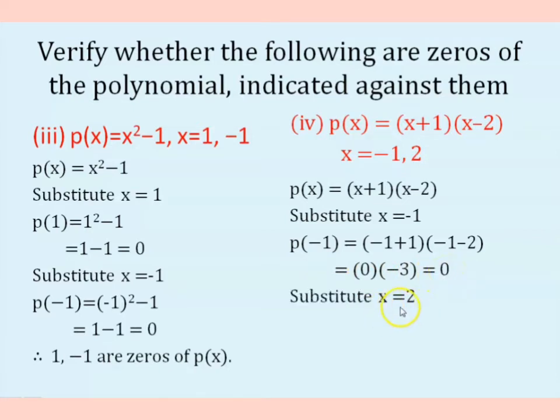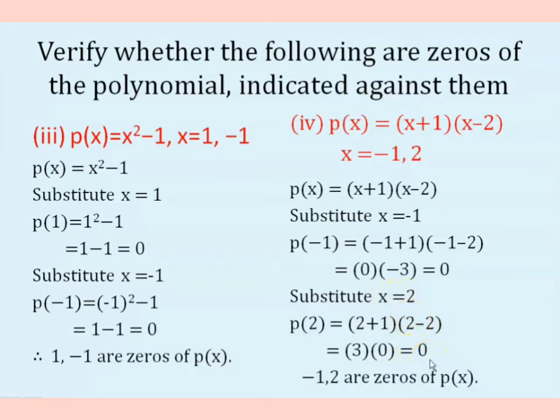Now substitute x is equal to 2. P of 2 equals 2 plus 1 into 2 minus 2. 2 plus 1 is 3 and 2 minus 2 is 0. 3 into 0 is 0. So we are getting the answer as 0. Therefore, x is equal to 2 is also a 0 of polynomial. Therefore, x is equal to minus 1 and 2 are zeros of p of x.